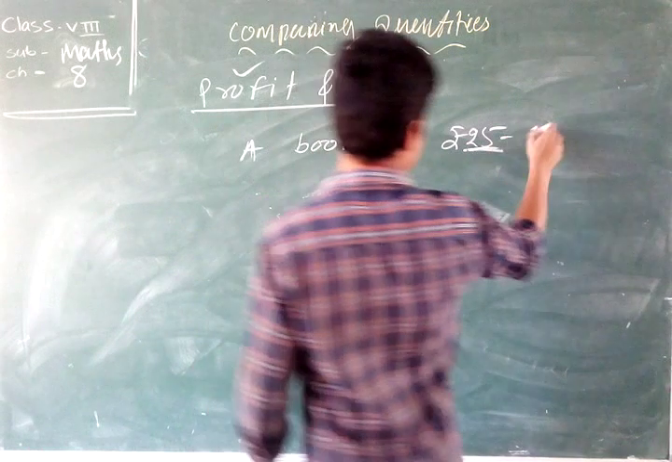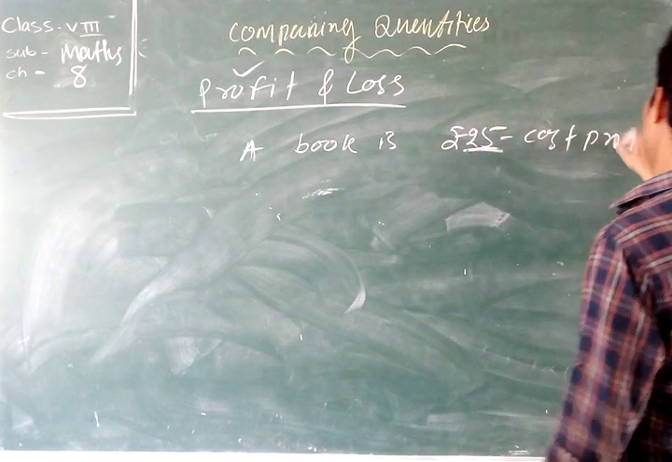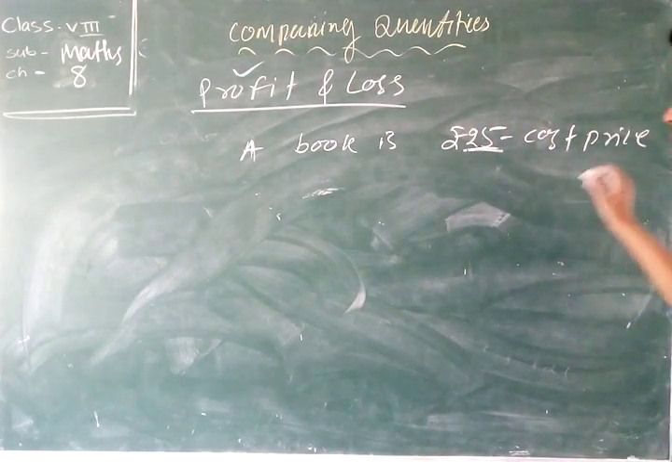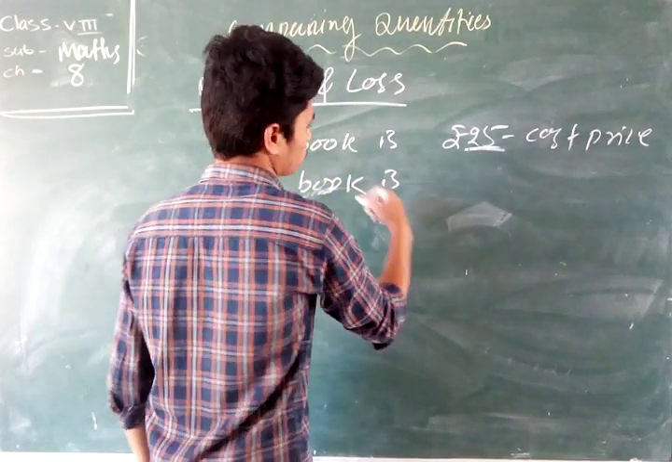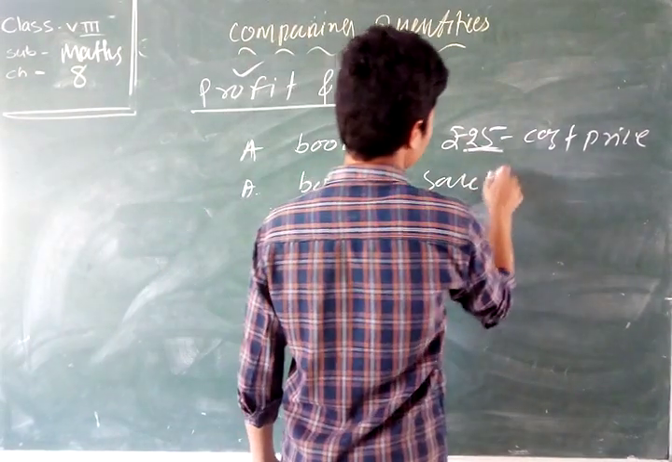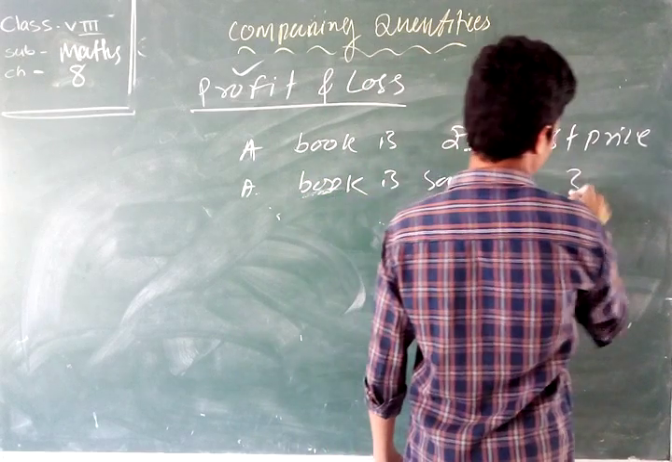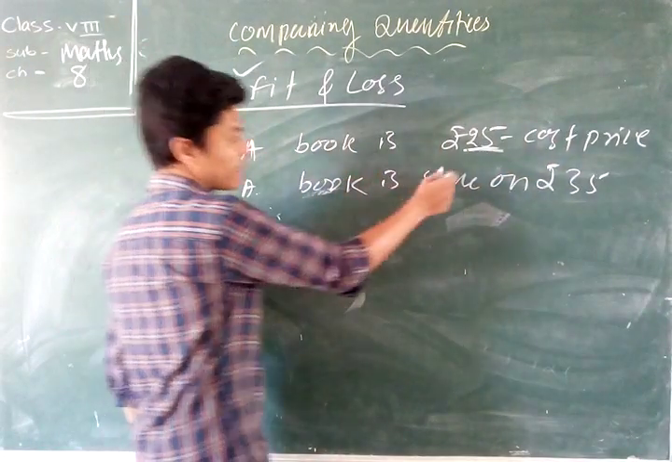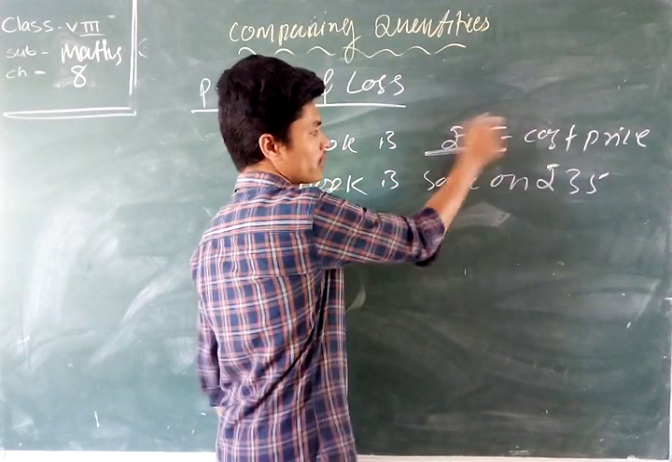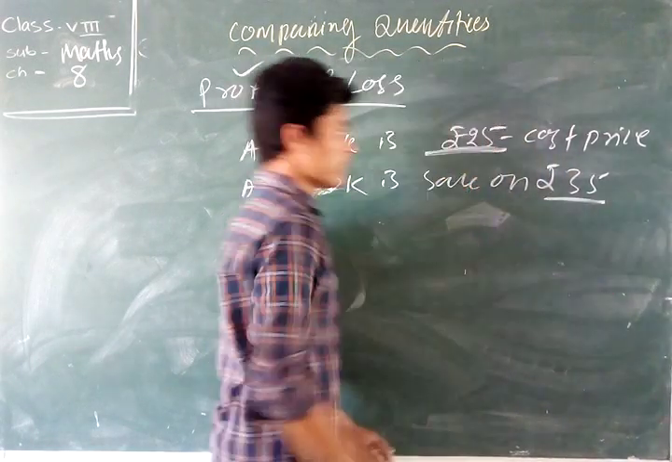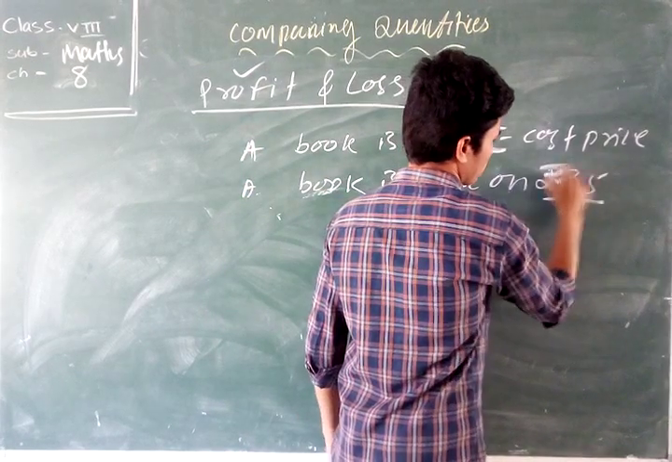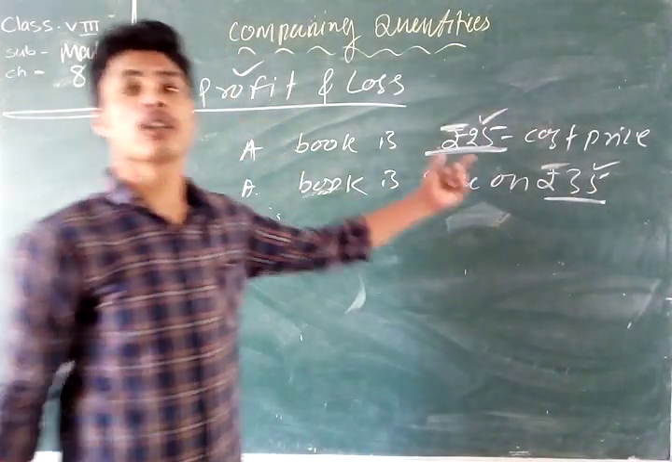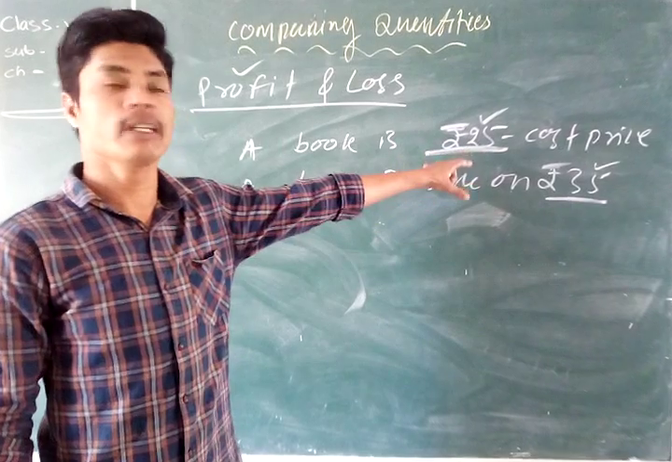25 is the cost price. Cost price means what we pay to buy it. And the book is sold for 35 rupees. See, just examples. If we buy a book for 25 rupees and sell it for 35 rupees, then the purchase price is 25 and the sell price is 35. Then here we got loss or profit? Here we got profit.